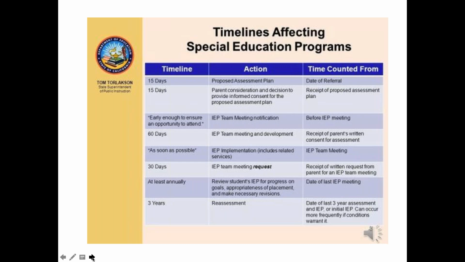So this is just a nice little chart for your interest to have. Again, this is specific to California, but I like it because it has the timelines on it and it has some of the parent rights on it. So I like to put it up front for people, those 15 days to get you a proposed assessment plan from the date of your referral, 15 days for parents to sign the assessment plan, right?